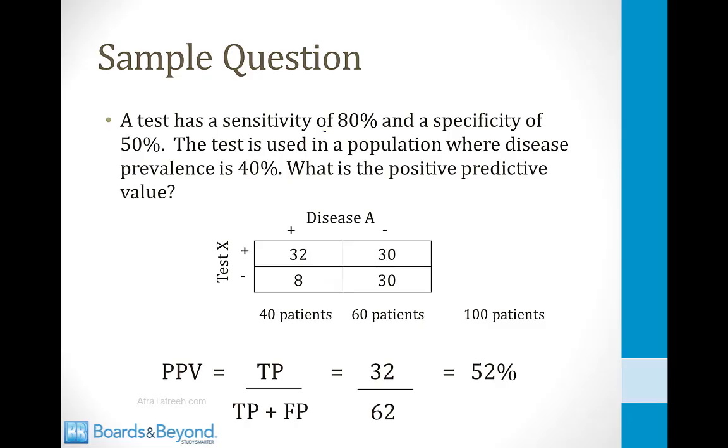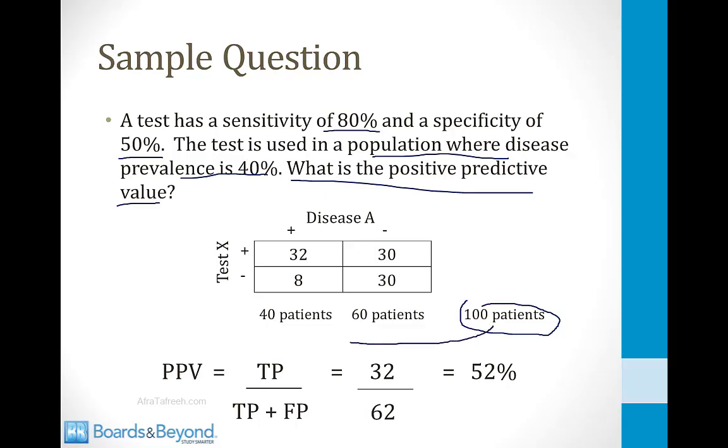A test has a sensitivity of 80% and a specificity of 50%. The test is used in a population where disease prevalence is 40%. What is the positive predictive value? The first thing you always want to do in questions like this, where you're given prevalence, is create 100 imaginary patients and divide them up by the disease prevalence. So the disease prevalence is 40%. So we're going to put 40% of these 100 patients, or 40 patients, right here.